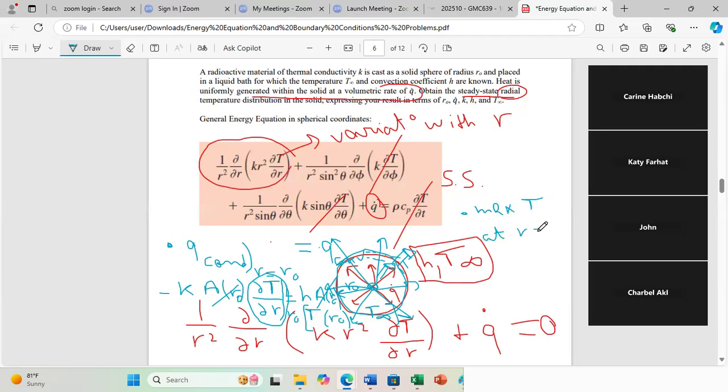And we can write the condition as del T or dT by dR here. As we said, del can be replaced by d because we have only variation with R. So dT by dR at R equal to 0 is 0, since we have, by symmetrical effect, maximum temperature at the center. So these are the two boundary conditions that will help us to solve for our constants C1 and C2. Let us do this together. So let us start first.